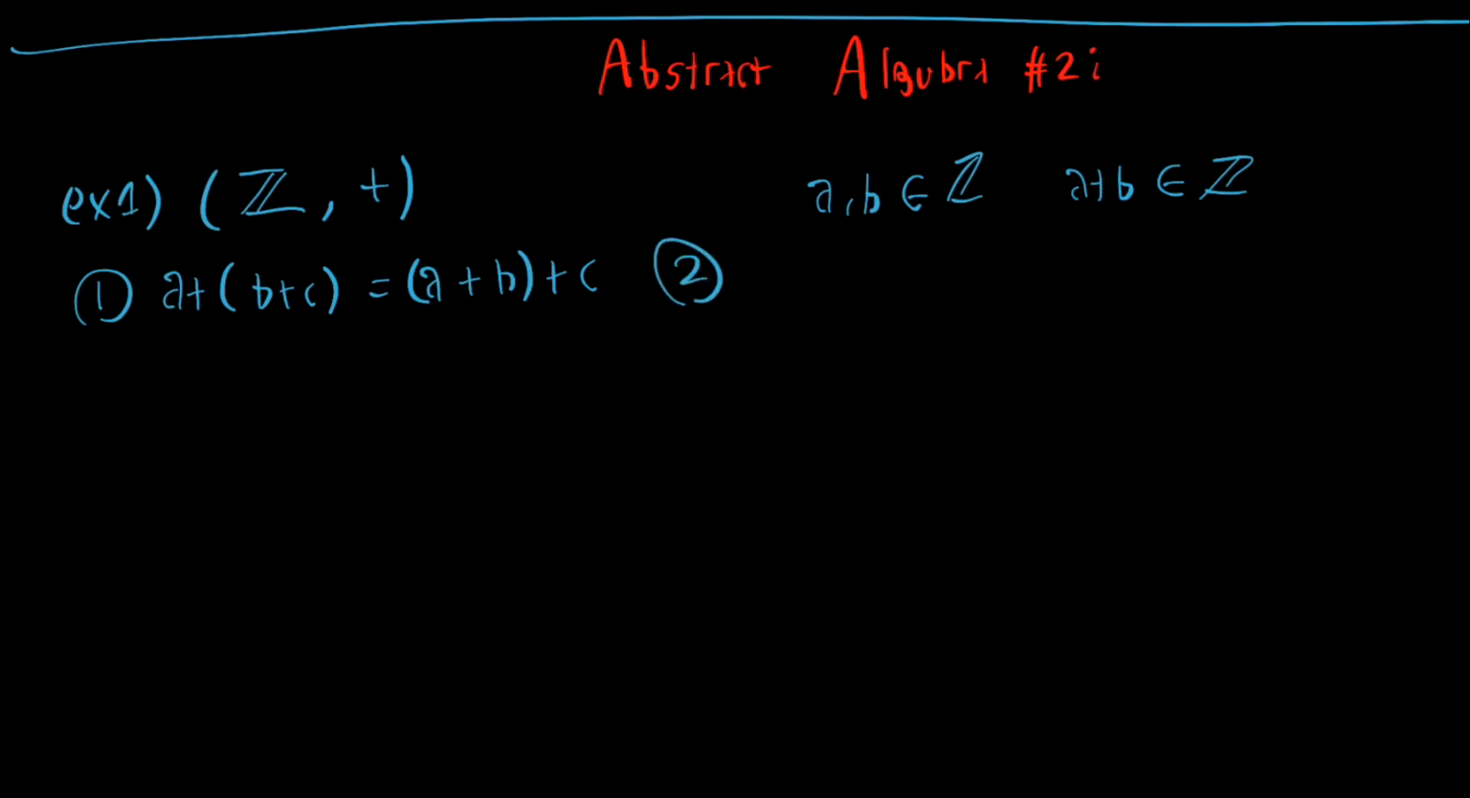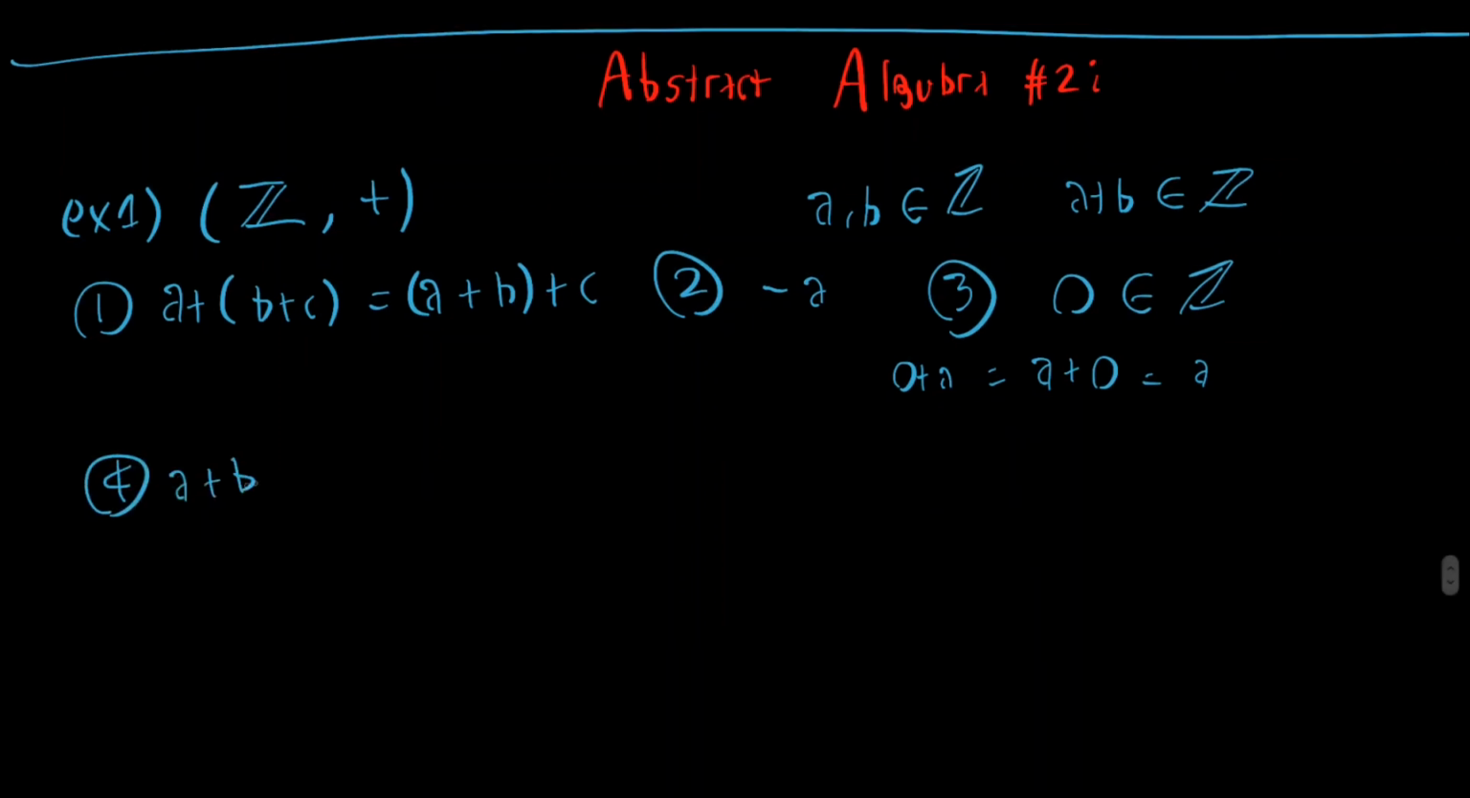Furthermore, every element has an inverse, in particular minus a, and the identity is 0. In fact, for every element, if we sum 0 to the element, the result is the element itself. We also notice that we have an extra property. In particular, we know that addition of integers is commutative, meaning that if we switch the order, the result is still the same.